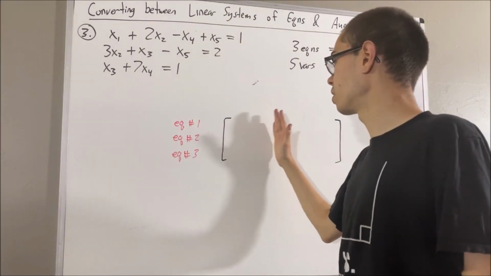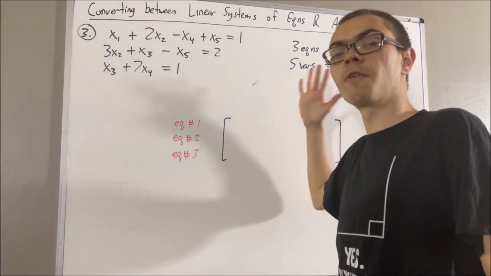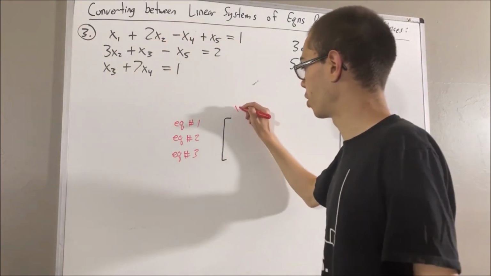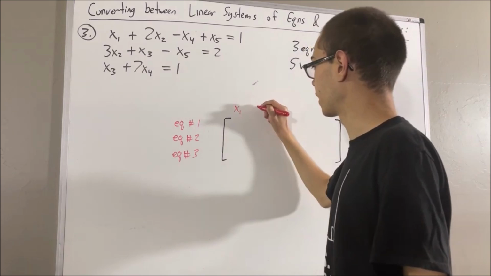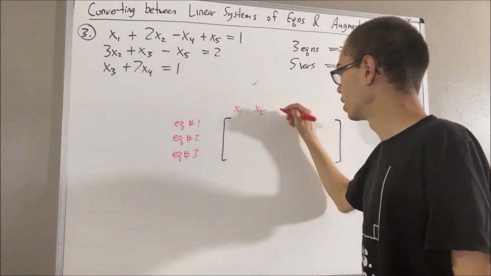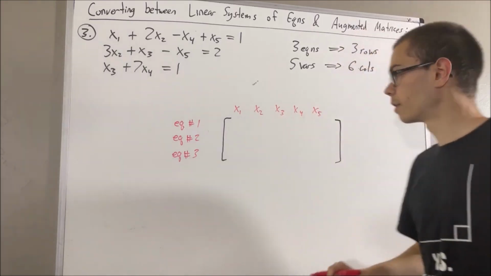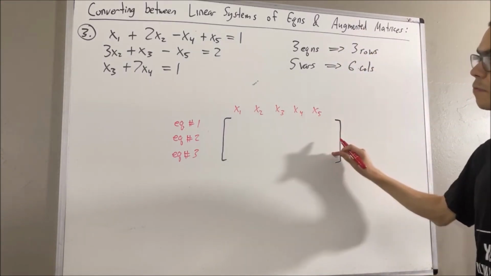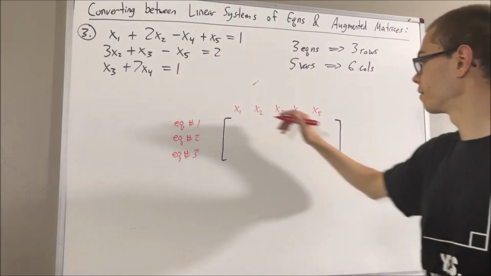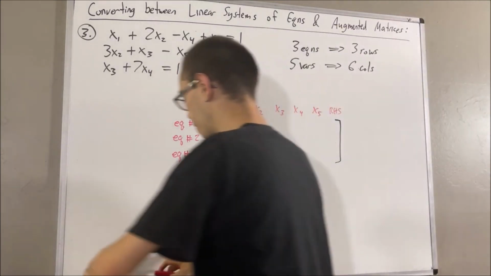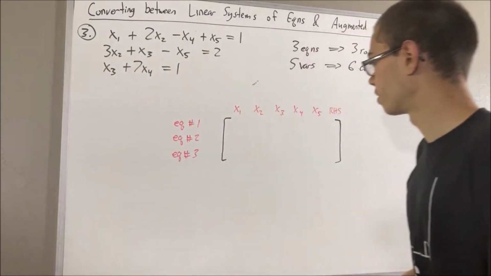The first 5 columns correspond to the coefficients in front of each of our variables, right? So the first column will correspond to the coefficients in front of x1, the second column the coefficients in front of x2, x3, x4, and x5, right? And our final column is reserved for the numbers on the right-hand side. So with that in mind, let's fill in our matrix.